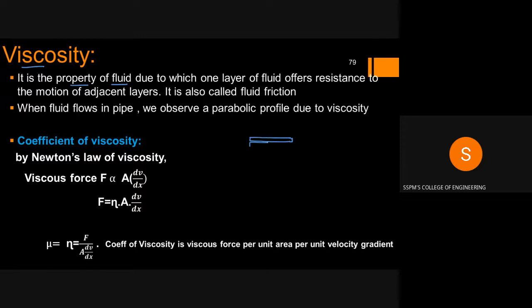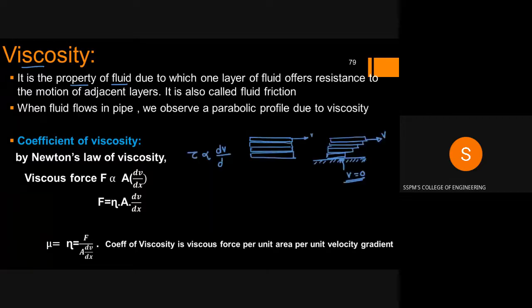Now the coefficient of viscosity is given by Newton's law of viscosity. According to Newton's law of viscosity, shear stress is directly proportional to dv upon dx, which is the velocity gradient. So tau is equal to mu into dv upon dx. This tau is the shear stress, which is given by F upon A, and this is equal to mu into dv upon dx.